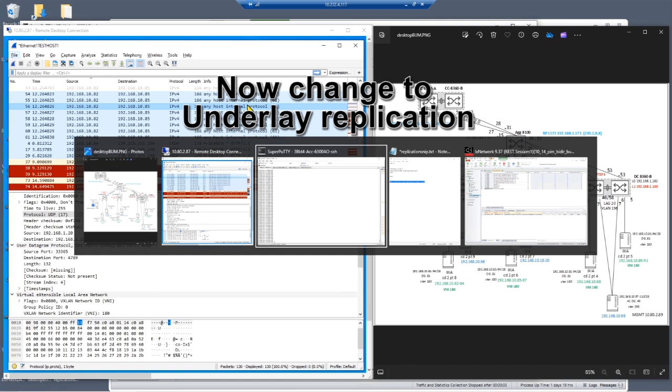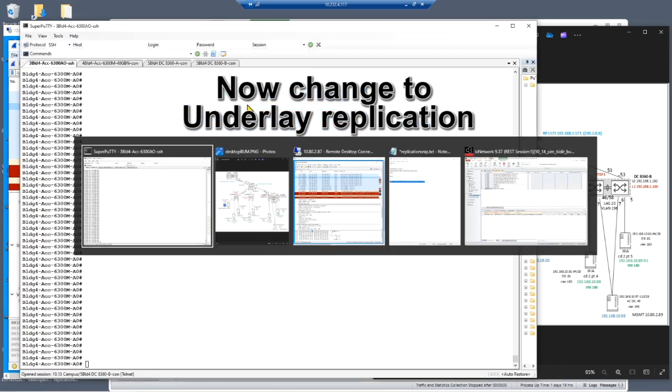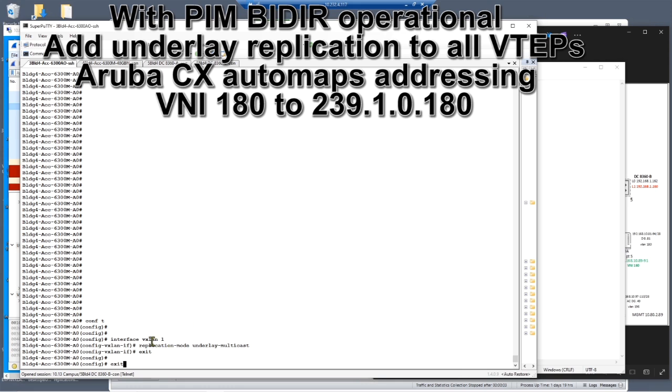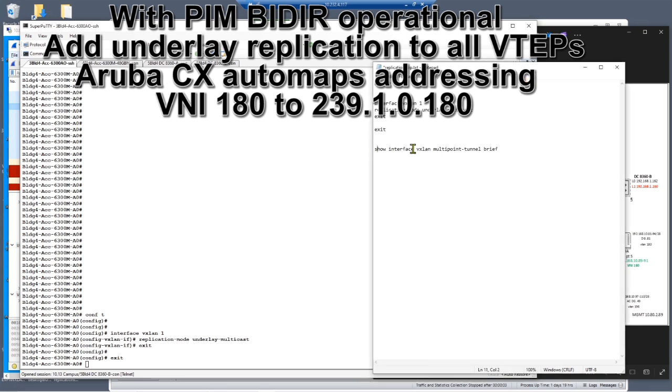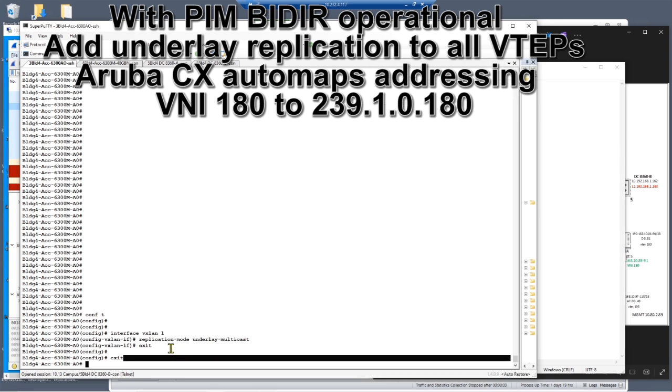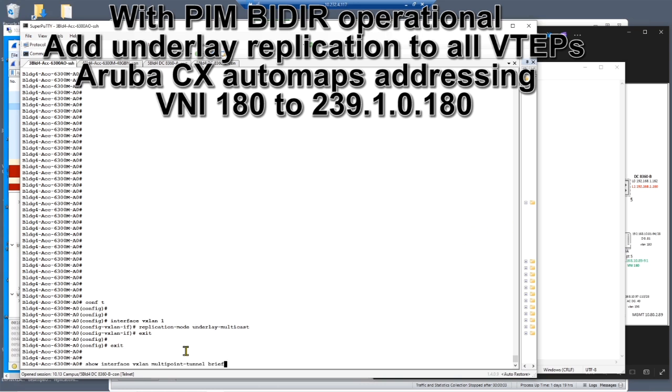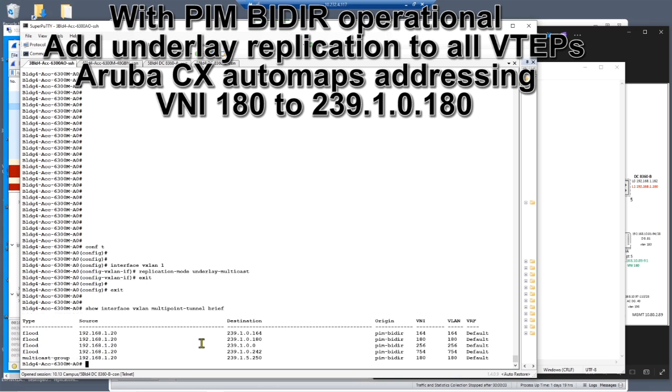Now we're going to change to underlay replication. With PIM bidirectional operational, we now add underlay replication to all VTEPs using the replication mode command. Aruba CX auto-maps all VNIs to specific multicast addresses. In this case, our interest is VNI 180, which is mapped to 239.1.0.180 for our quick tests.